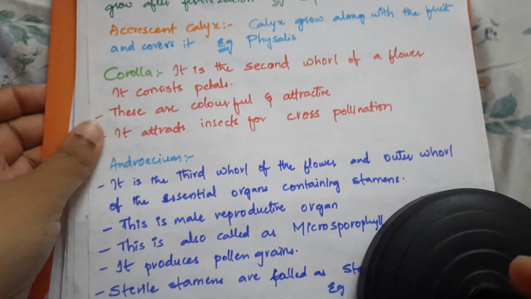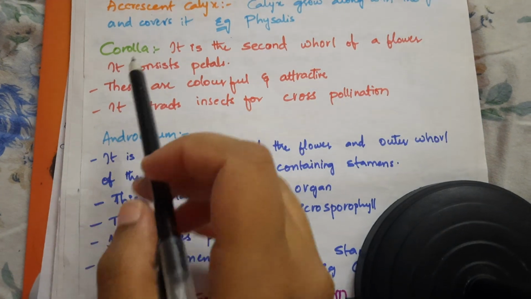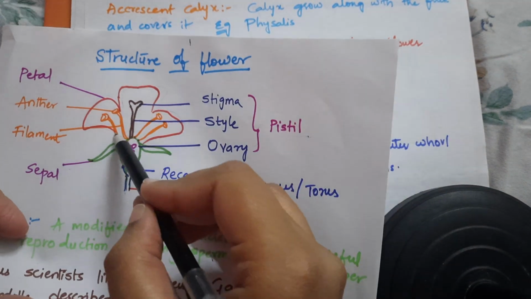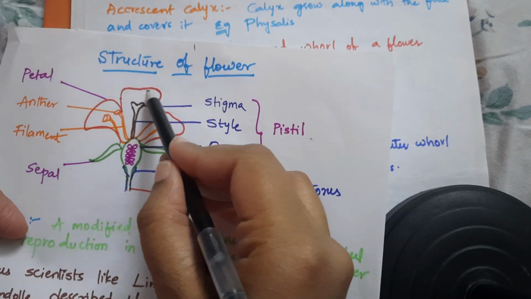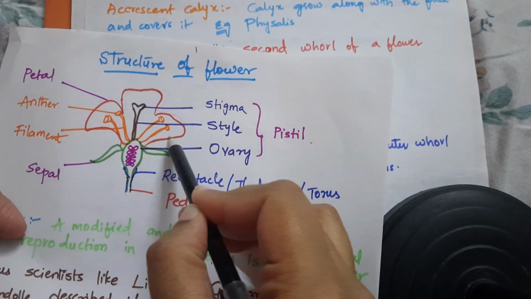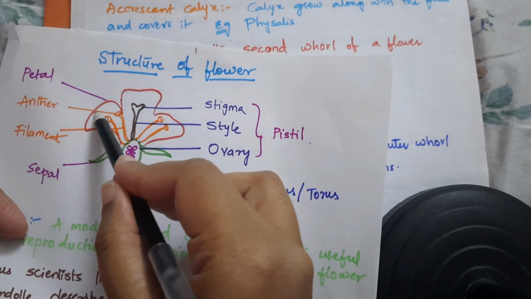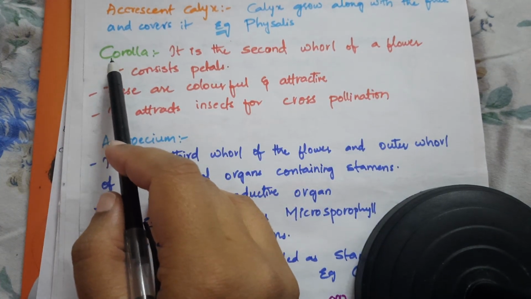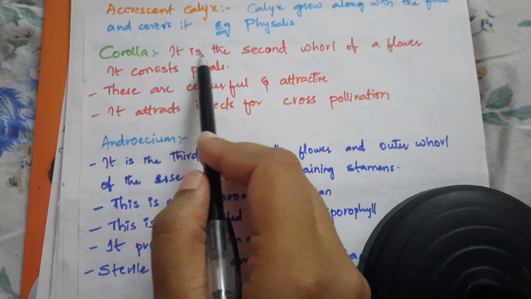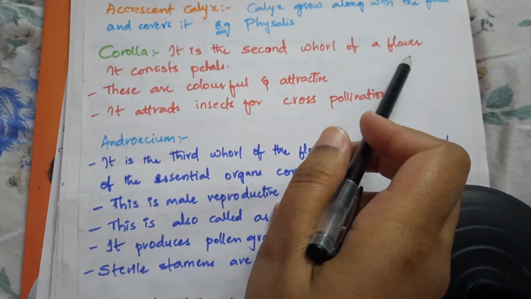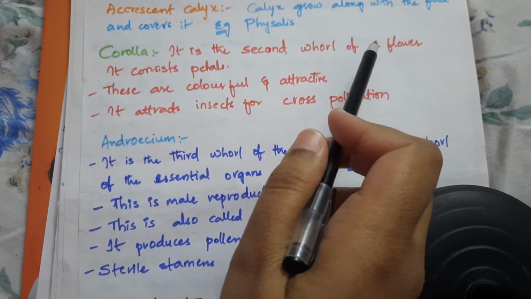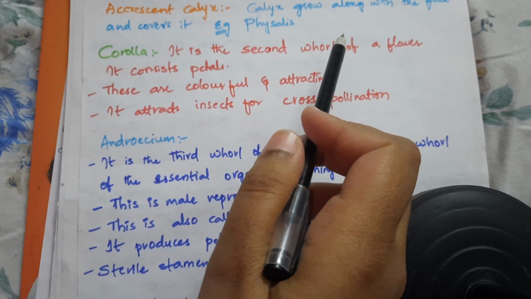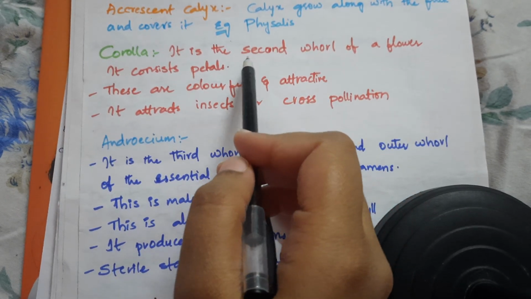Let us move forward to the corolla. See here in this structure, the colorful part of the flower, that is the corolla. The red colored structure seen in this diagram is known as the corolla. We call it the petals also. This is the second whorl of a flower. The first whorl is the calyx, which is green in color. The next whorl is the corolla or the petals, which is colorful.